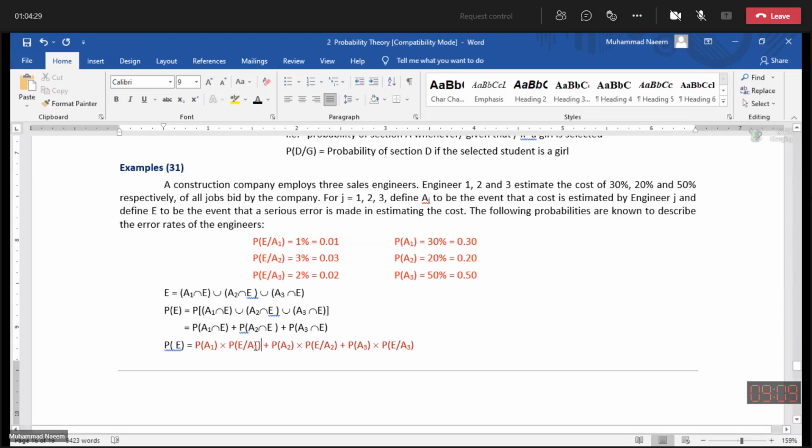So we find the probability of the error if the cost is estimated by engineer 1, or the probability of the error if the cost is estimated by engineer 2, and we calculate the probability of the loss or error if the cost is estimated by engineer 3. So we divide each loss to each person.